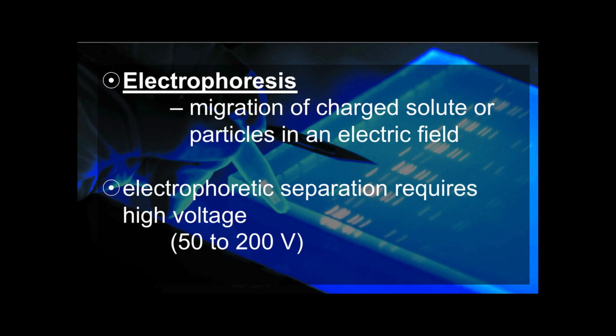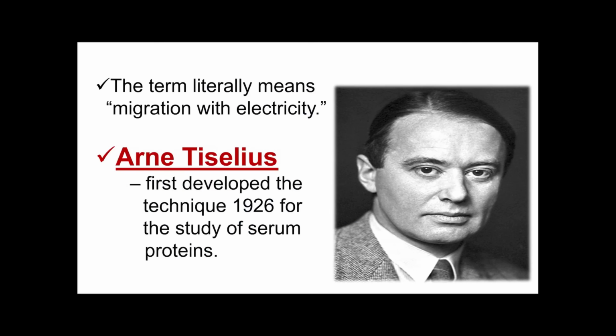So we separate the protein molecules based on types or classes. And in order for this to happen, of course, an electric current is needed. That's why it is called electrophoresis. So the term literally means migration with electricity. So the electricity is the power source.